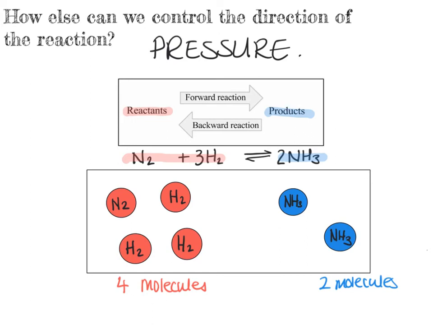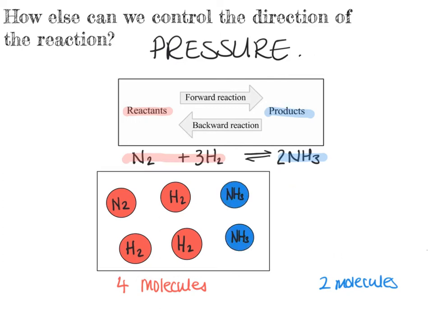So let's increase the pressure, and to do that what we have to do is make that volume smaller. Okay, so what I've done now is I've squashed the same number of particles, those same 4 reactants and 2 products, into a smaller volume. I've made that volume smaller. So these particles are all bashing into each other because they're all gases. They're bouncing around and hitting the walls. The pressure is much higher. So this is an increased pressure now from before.